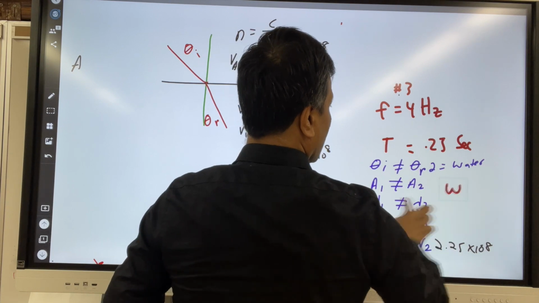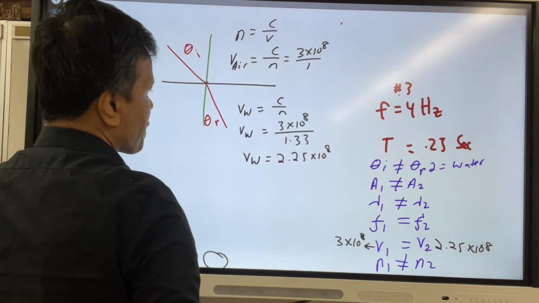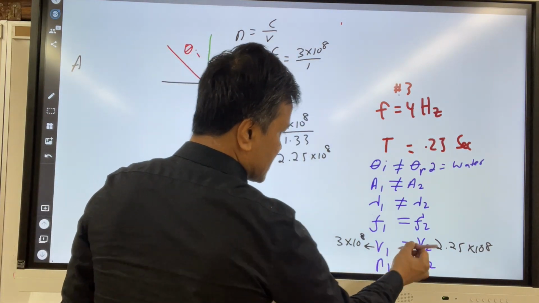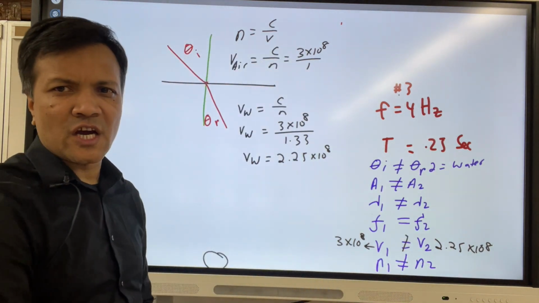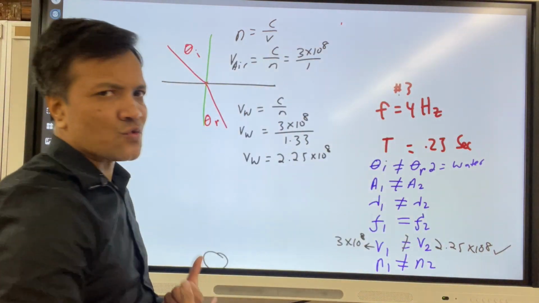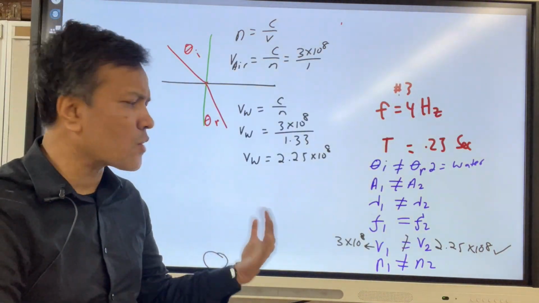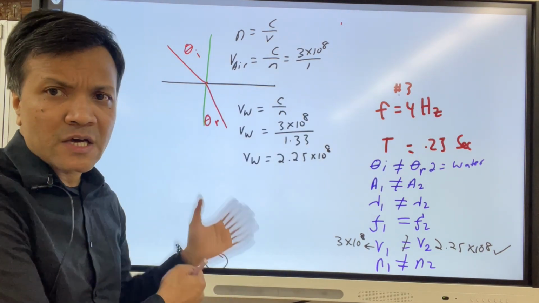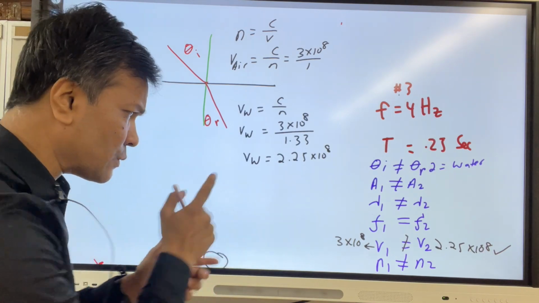I don't need omega over here. Okay, good. Now we are going to update it, and we see that velocity 1 is not equal to velocity 2. Check. Our hypothesis was that velocity 1 is equal to velocity 2, and that is not correct. Velocity 1 is faster than velocity 2.